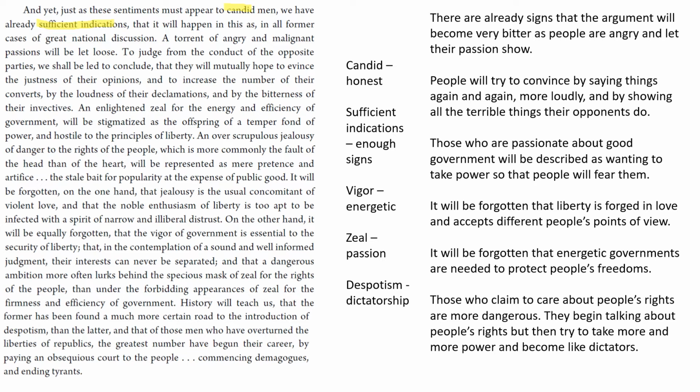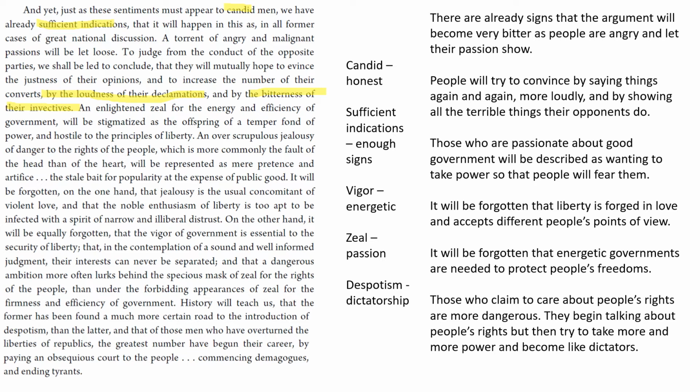To judge from the conduct of the opposite parties, we shall be led to conclude that they will mutually hope to evince the justness of their opinions and to increase the number of converts by the loudness of their declamations and by the bitterness of their invectives. So people are going to get angry, and when they look at the other side, people are going to try and persuade by being louder and by being bitter, by being angry, by pointing out the weaknesses in the other side.